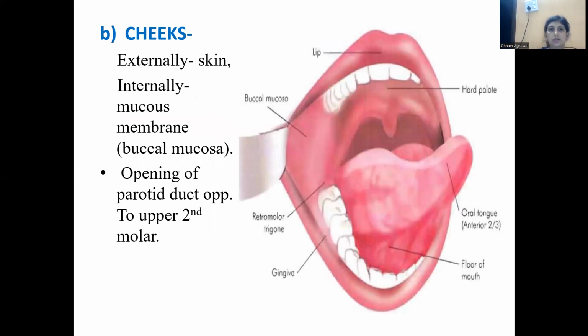The cheek is externally lined by the skin. Internally, it is the mucous membrane, which is called the buccal mucosa, and there is an opening of the parotid duct opposite to the upper second molar.